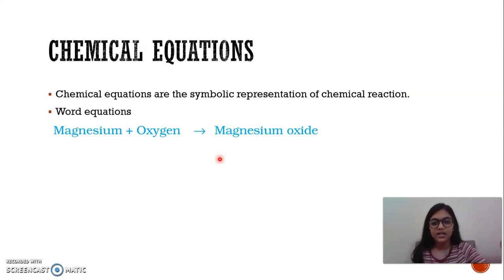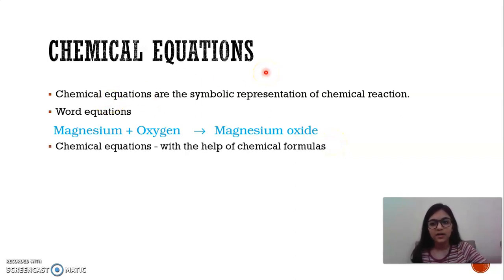But even this is kind of hard when dealing with complex equations, and hence we use chemical equations, which are nothing but word equations with the help of chemical formulas. As you can see over here, instead of magnesium, I've written the chemical formula of magnesium. Instead of oxygen, I've written O2. And instead of magnesium oxide, I've found out the formula of magnesium oxide and written it, which is MgO.